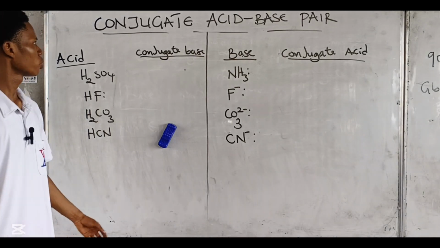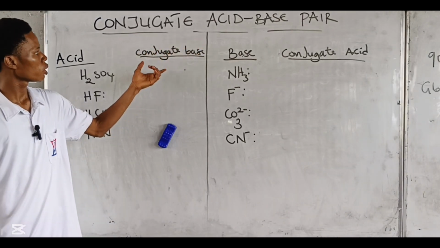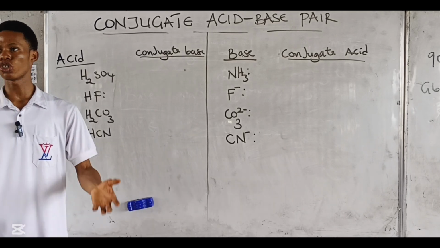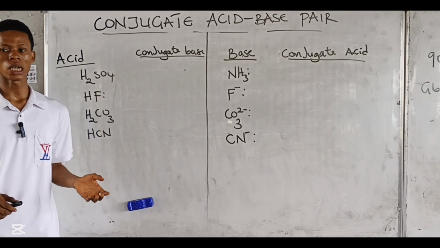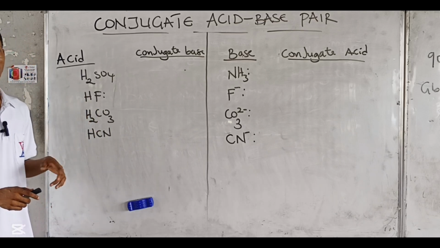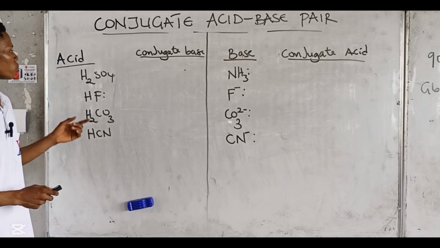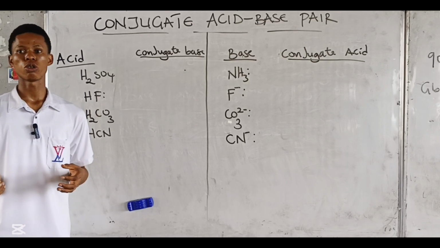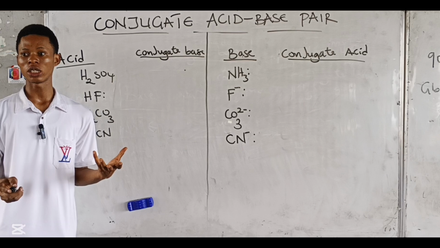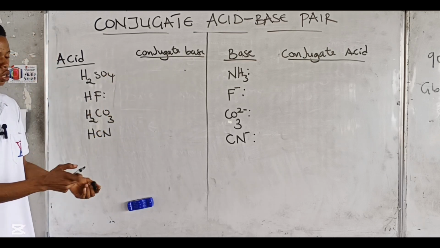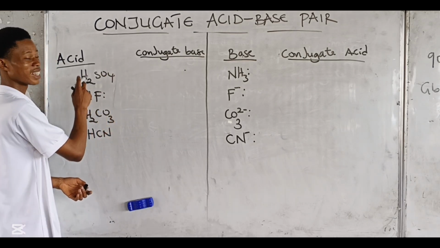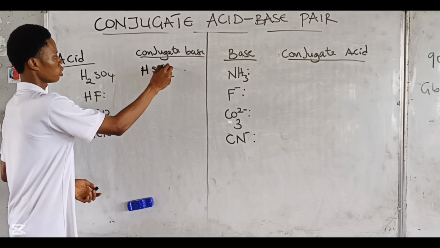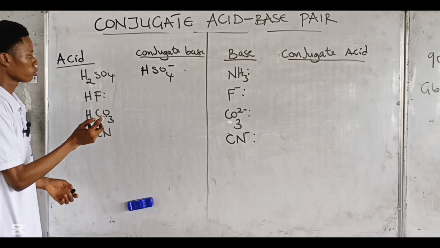Now let's look at conjugate acid and base pairs. We've known what an acid is and the conjugate base, and we've known the base and the conjugate acid. Now, if we have these acids, let's try to write their conjugates. If you have this acid, remember, an acid according to Bronsted-Lowry can give out a proton, a hydrogen ion. So if you want to write the conjugate base of this, it can give out one proton, so we now have this. This is the conjugate base.